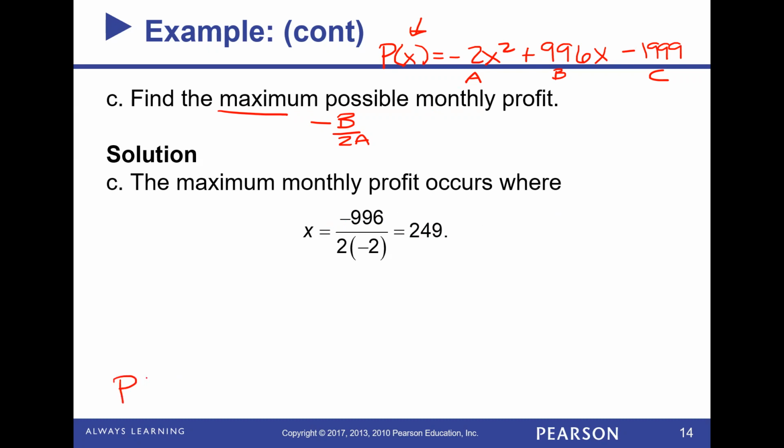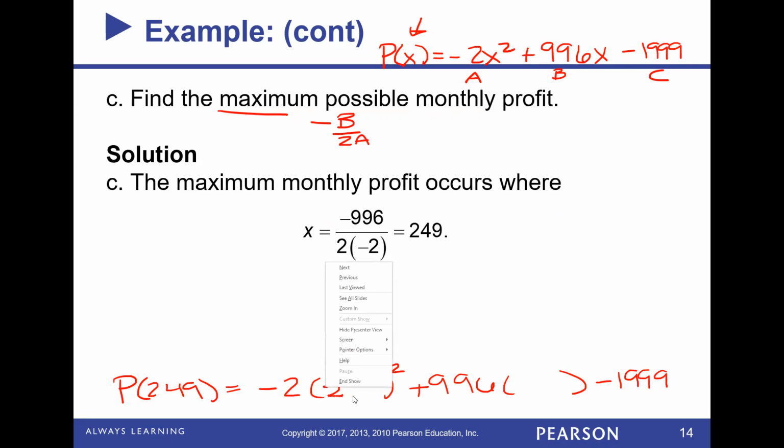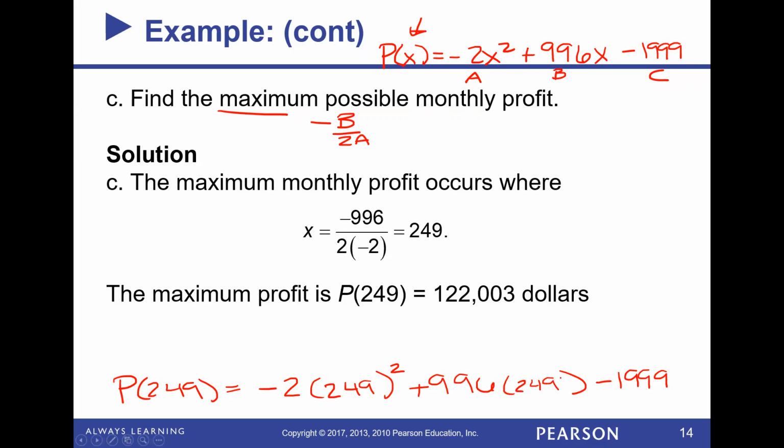So that means that I'm basically taking that formula, negative 2 parentheses squared plus 996 parentheses minus 1999. And again, this is where I'm going to plug in that x value of 249 that I've just figured out. And when you do that, you should end up with $122,003. Okay, and that's it. That's our maximum profit.